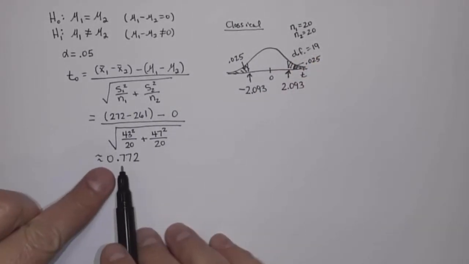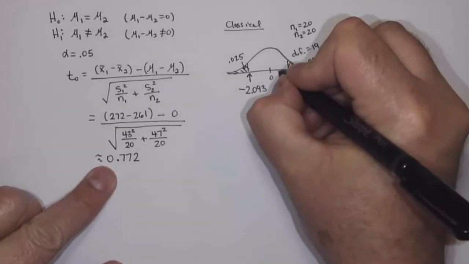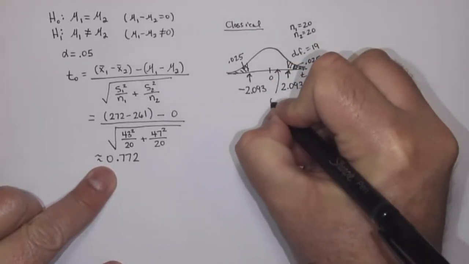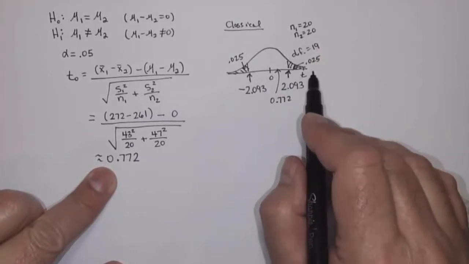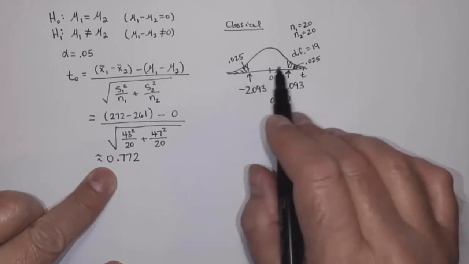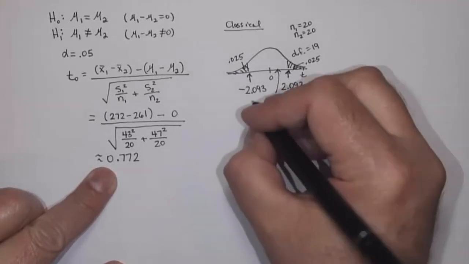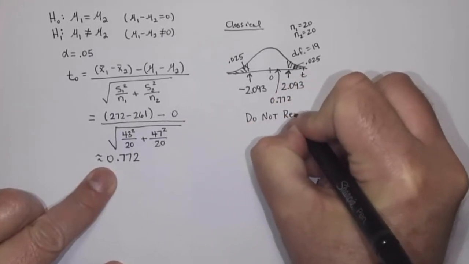So if I compare 0.772 to this, 0.772 would be around here, which is not bigger than 2.093 or smaller than negative 2.093. In other words, it does not fall out here in the tails, so we do not reject the null hypothesis.